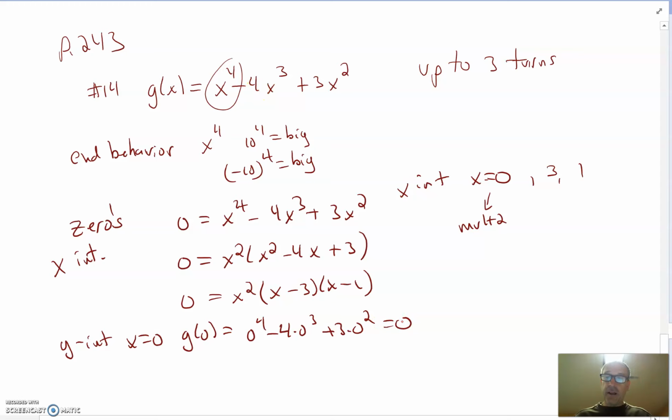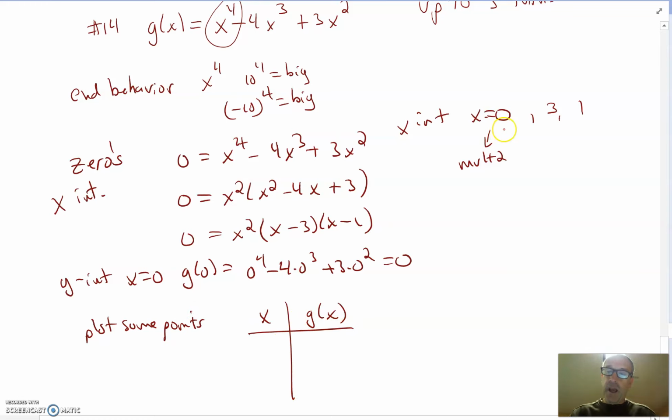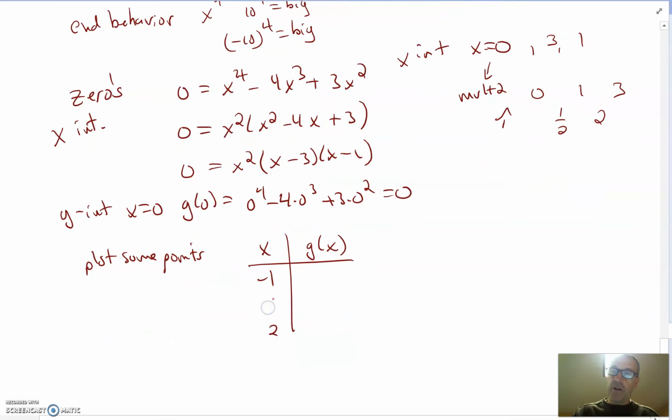Now the last thing is to plot some points. What points do we plot? Points between the x-intercepts: 0, 1, and 3. Let's put them in order. We want to plot points in between. So negative 1 would be nice, 1/2 would be nice, and 2 would be good. I'm going to skip 1/2 for now because it's a fraction. I really don't want to do fractions. And let's do 4 over here on the other side.